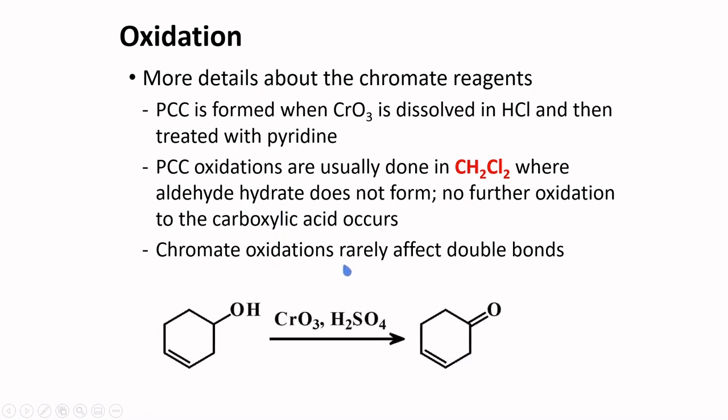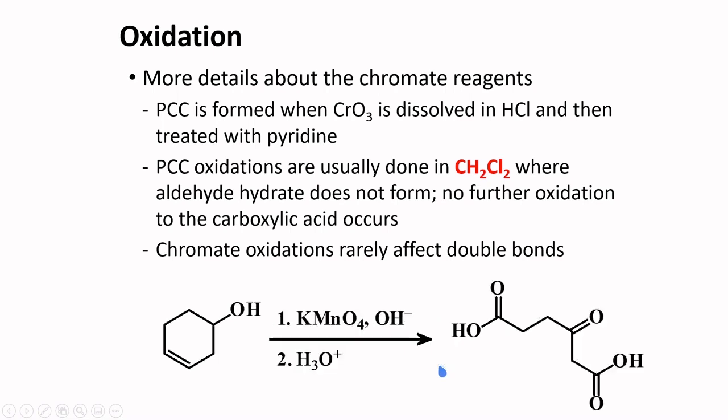Chromate oxidations rarely affect double bonds. In this example, only this hydroxy group is affected, and this is converted to a ketone functionality. This double bond is untouched. If potassium permanganate is used, this double bond will be broken to form carboxylic acids on opposite sides.